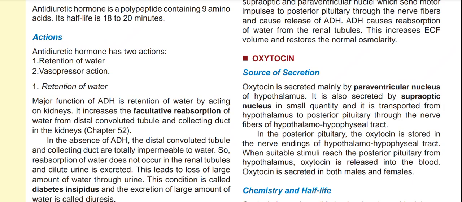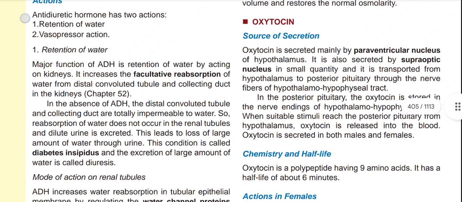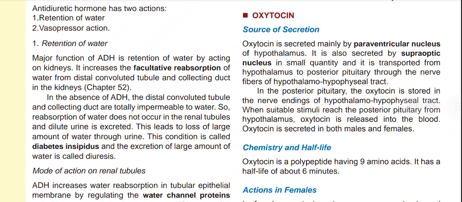Action. Antidiuretic hormone has two actions. One is retention of water and one is vasopressor action. So first of all, retention of water. Major function of ADH is retention of water by acting on kidneys. It increases the facultative reabsorption of water from distal convoluted tubule and collecting duct in the kidneys.